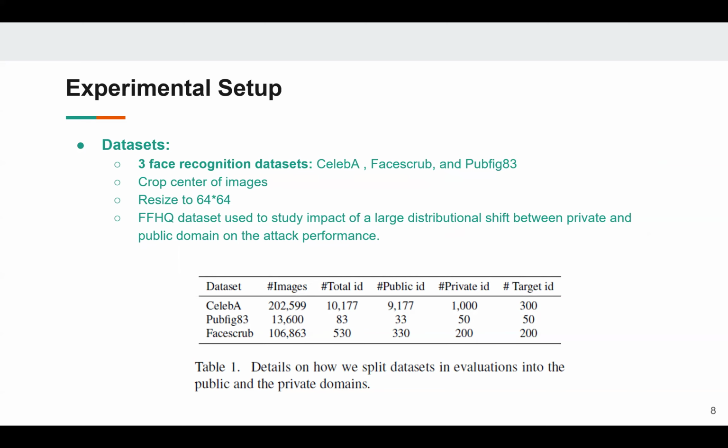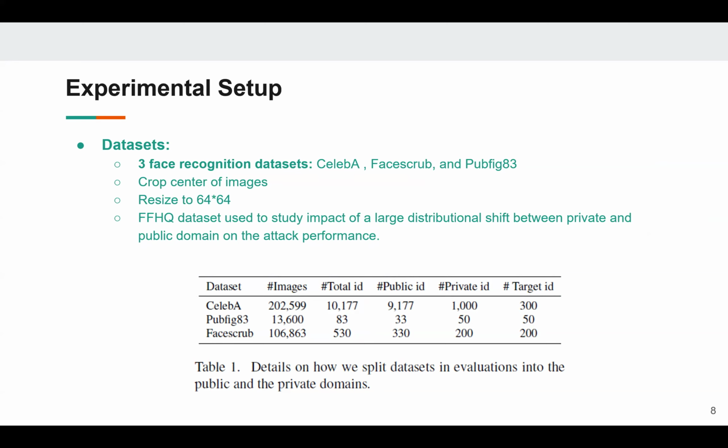Then they split the identities into public domain, which is used to train the GAN, and the private domain, which will be used to train the target models. Again, there are no overlapping identities between the public and the private domain, which means that the attacker has zero knowledge about the identities in the private domain. After that, the attack is performed on the classifier that is trained on the private domain, and the details about each dataset are shown in Table 1.